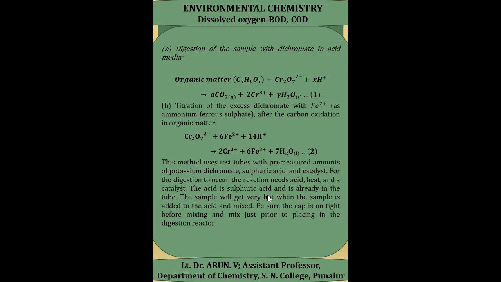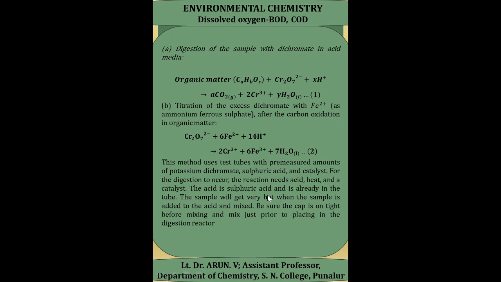The second step is the titration of the excess dichromate with Fe2+, that is, ferrous ammonium sulfate, after the carbon oxidation in the organic matter, that is Cr2O7 2- plus 6 Fe2+ plus 14 H+ gives 2 Cr3+ plus 6 Fe3+ plus 7 H2O. That is, the organic matter is converted to water.